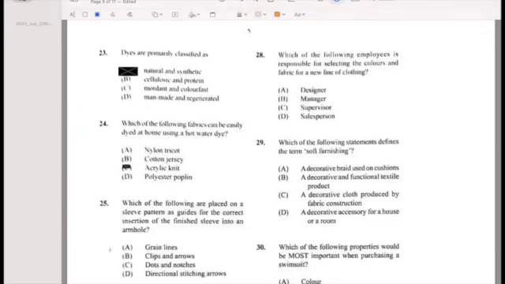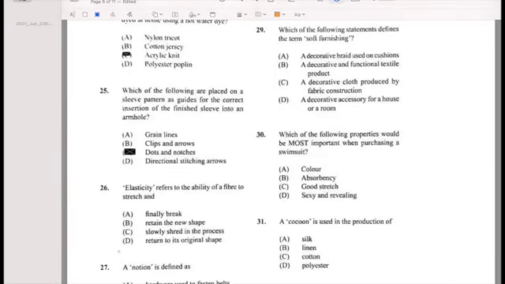25, which of the following are placed on a sleeve pattern as guide for the correct insertion of the finished sleeve into an armhole. So number 25 is C, dot and notches. 26, all right, number 26, refer to the ability of fiber to stretch. So it have elastic. Number 26 will be B, to retain its new shape.